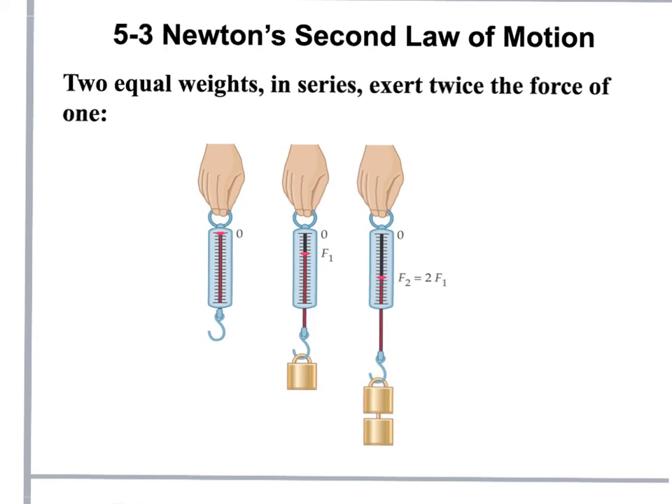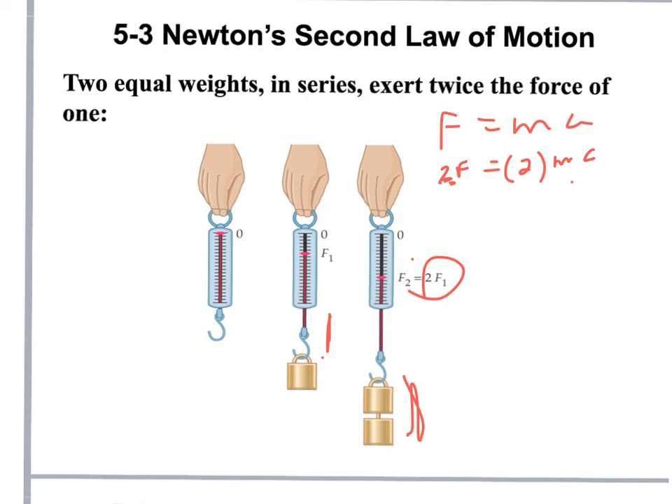So we're going to see our F equals ma. If you have two equal weights in series, we have one weight here, and then we have two of them in series. They exert twice the force. So when we doubled our mass, we doubled our force right here. So we have our new force is double, and it gives us our F2 if we wanted to. So when we double the mass here, we double the force, and that's what this picture is showing.